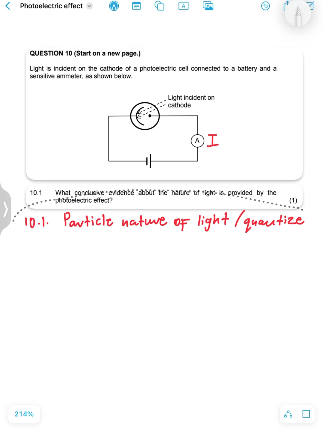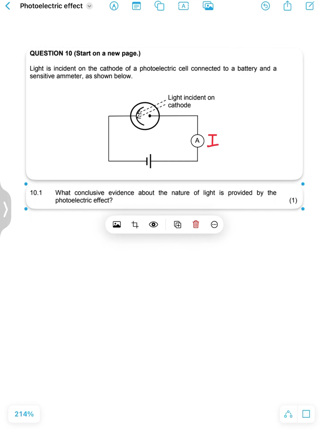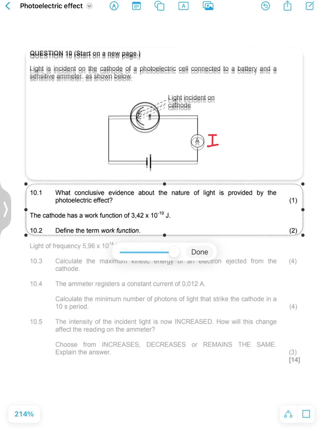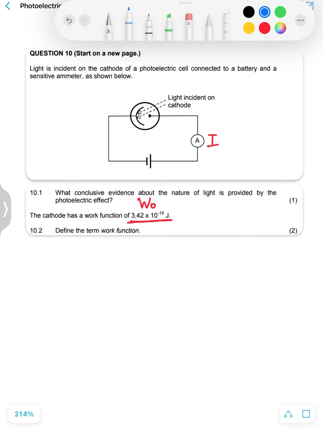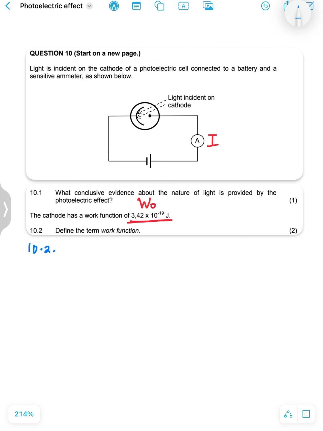So let's look at 10.2 now. Before 10.2, we can see here that they are saying the cathode has a work function of 3.42 times 10 to the power of negative 19. This is the work function. Work function is represented with the symbol W0, right? So 10.2: define the term work function. So what is work function?